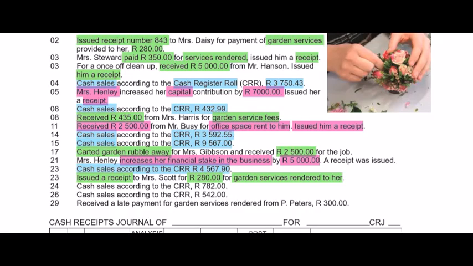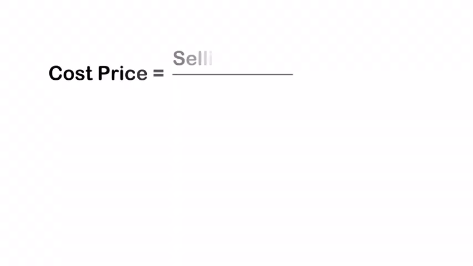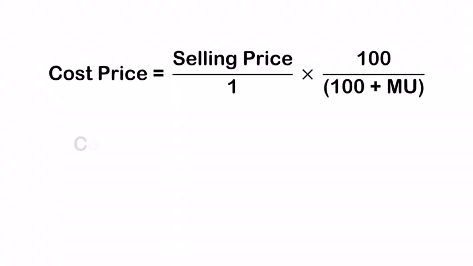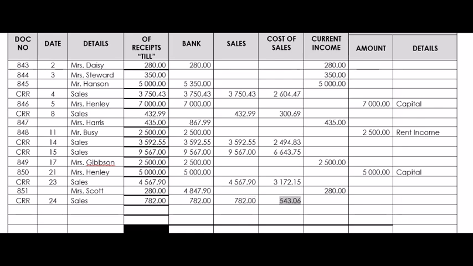Then on the 24th, we had cash sales according to the CRR, 782 Rand. Okay, so it's very much the same as all of the other sales transactions. It's CRR on the 24th, sales, put the money in analysis of receipts, only transaction for the day, so put it in bank as well and in sales, and calculate cost of sales. And write it here.